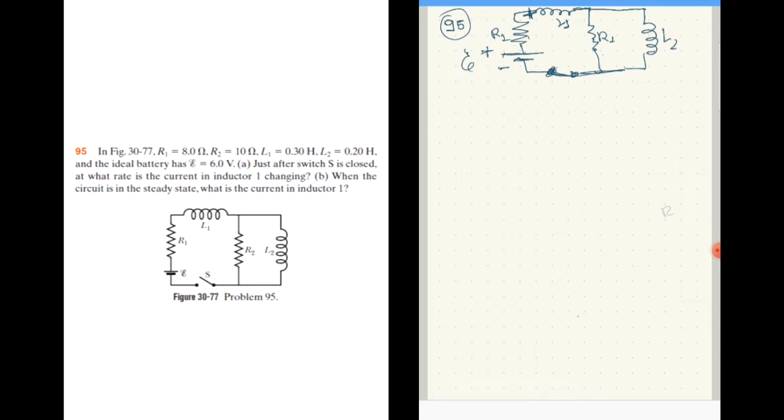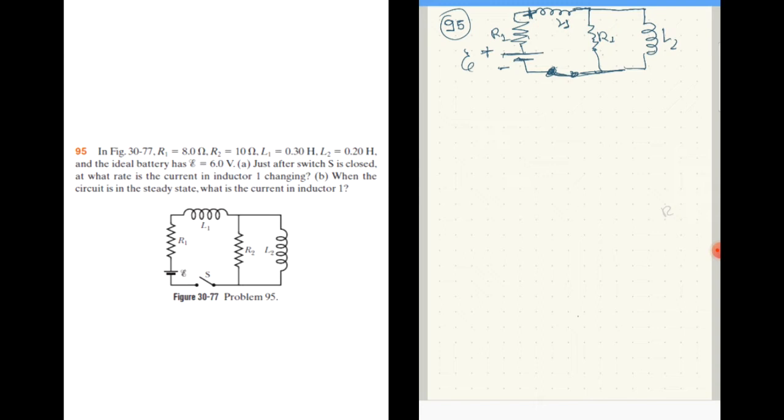So initially the key is open, but then the key is closed, and because of that, this whole circuit starts to work. One way that we can solve it is to use Kirchhoff's law.